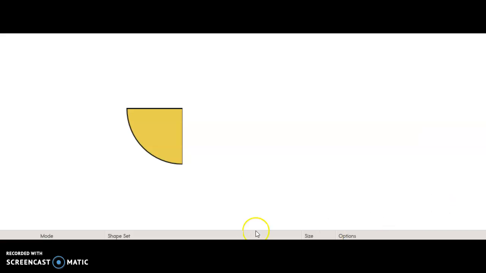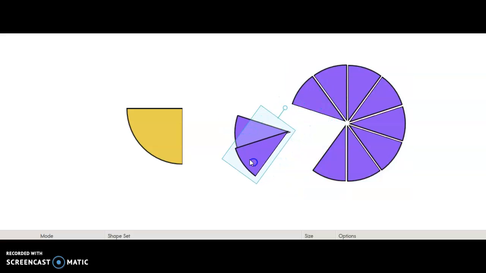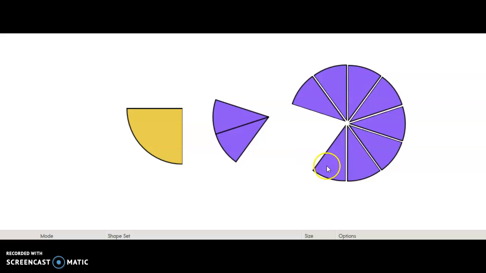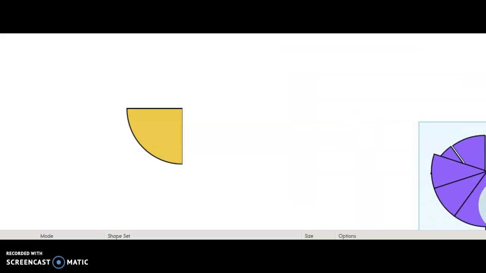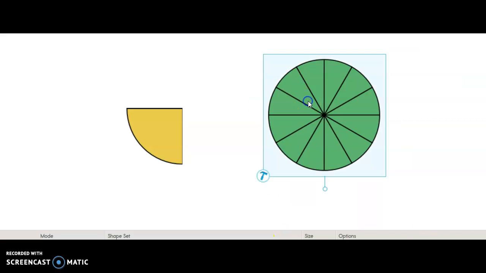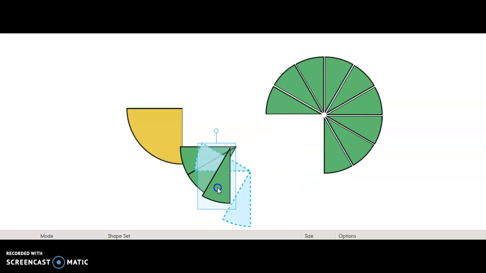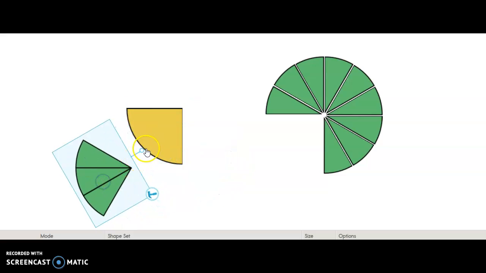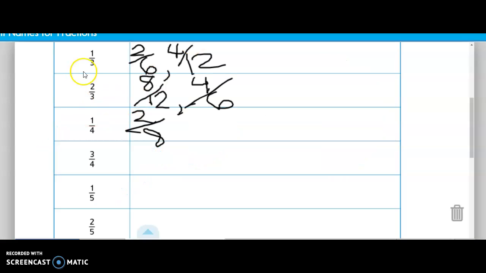Okay, 8ths worked. What about 10ths? Let's see if that'll work. 1's too small. 2, too small. Too big now. So 10ths are not going to work. One more left to try, which is 12ths. Break it apart. 1, too small. 2, too small. 3. Look at that. 3/12 is equal to 1/4. So I'm going to go over here and I'm going to put a comma and I'm going to write 3/12.